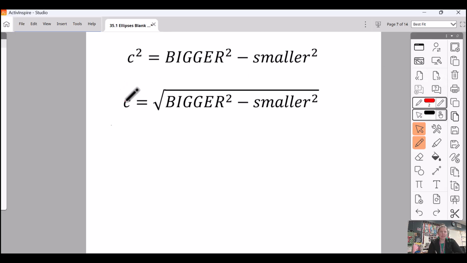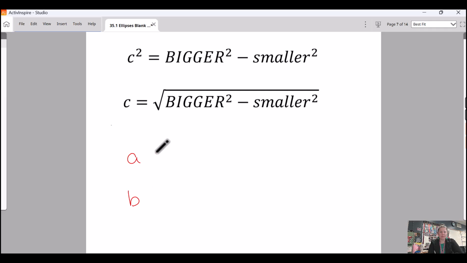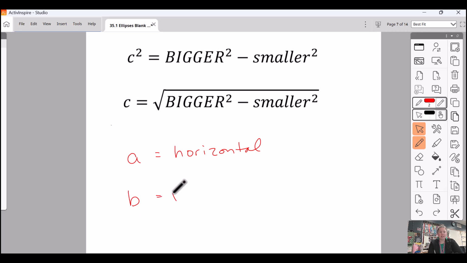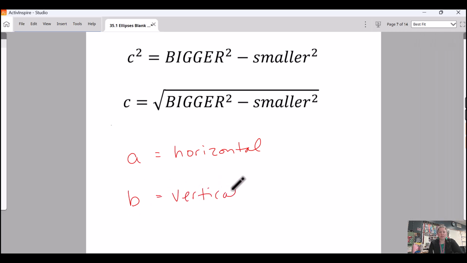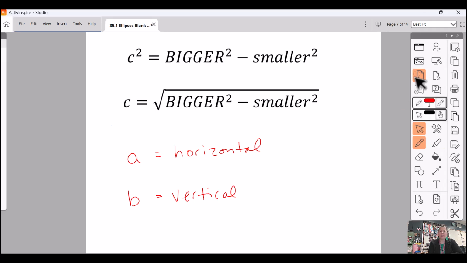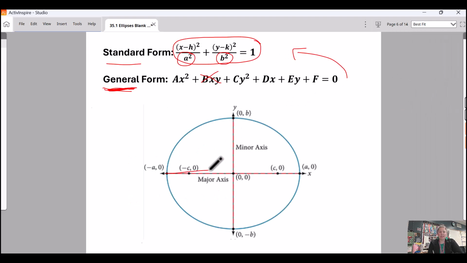Okay, and so for our A and our B, A is the horizontal distance, and B is the vertical distance. If we go back to this equation, A is this distance here, and B is this distance up and down in this format. A is always with my X value, so that's my horizontal radius. The A and the B are the semi-major and the semi-minor.